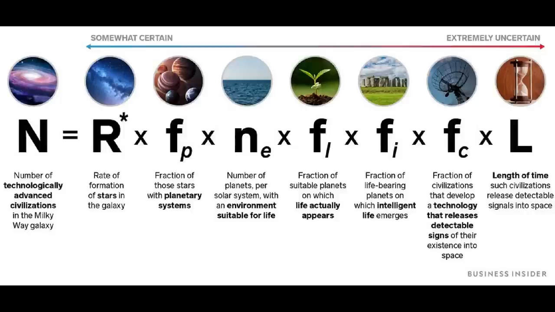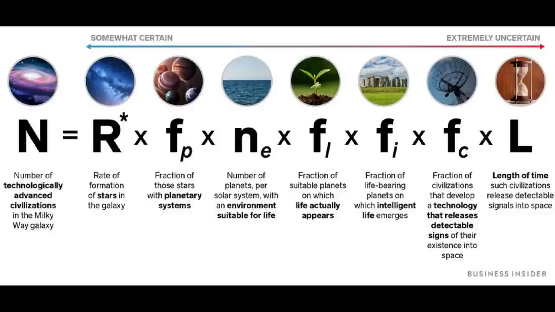Each of the seven numbers is a parameter whose estimate can be refined over time as new data comes in. The parameters span distinct areas of human knowledge, including astrophysics, biology, evolution, anthropology, and technology. As our knowledge concerning these parameters improves, so too does our estimate for N.